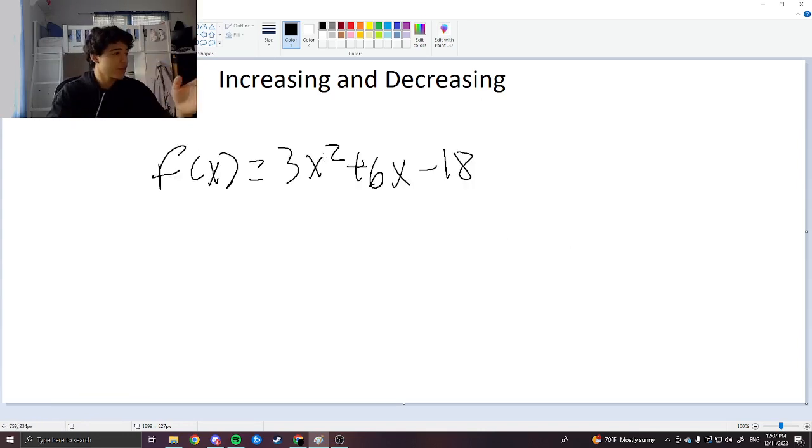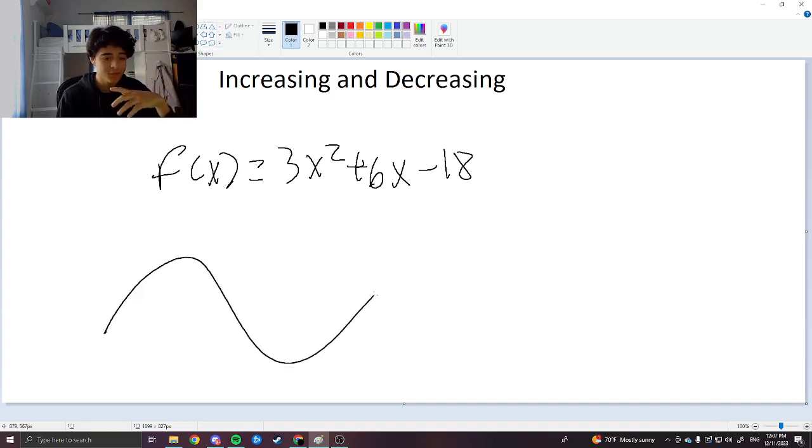So let's say we have this function right here, f of x equals 3x squared plus 6x minus 18. And we have to find when it is increasing and when it is decreasing. So the first thing we have to do is find our critical points, because anytime the slope changes, like here it's positive, here it's negative, or here it's negative and here it's positive, right? Anytime the slope changes, it passes over a critical point where the slope is 0 in order to change. So the first thing we do is find the critical points.